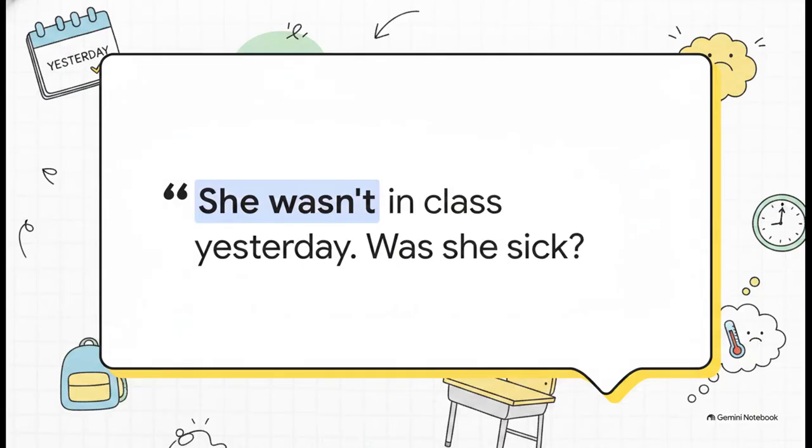Here's a super practical example from the text, something you might literally hear every single day when a teacher is taking attendance. She wasn't in class yesterday. Look at that. We have our singular pronoun she, our negative contraction wasn't, and that anchor word yesterday locking the whole thought into the past. It is just incredibly useful, practical English.